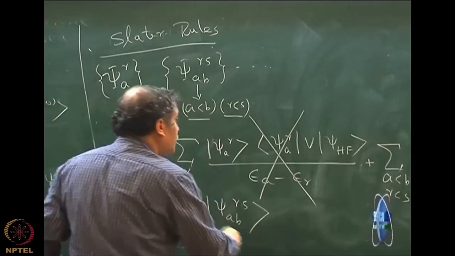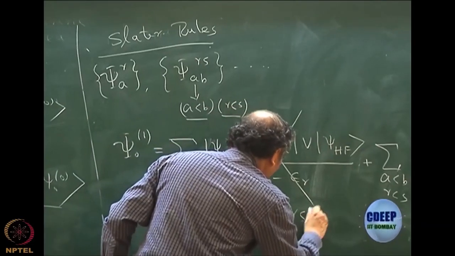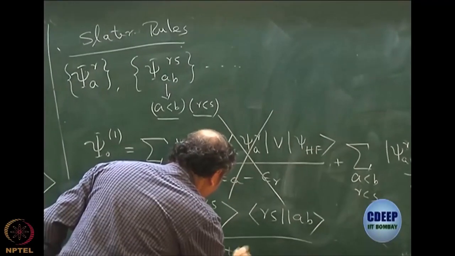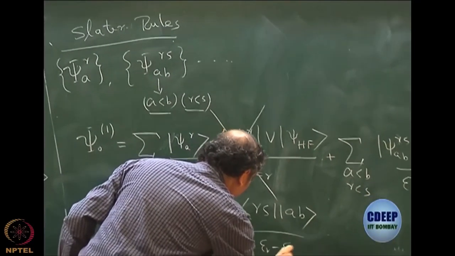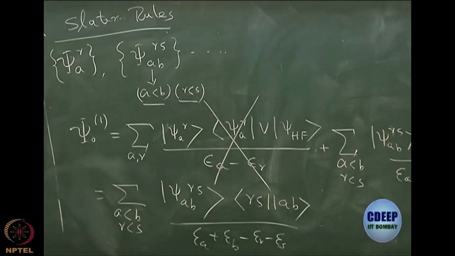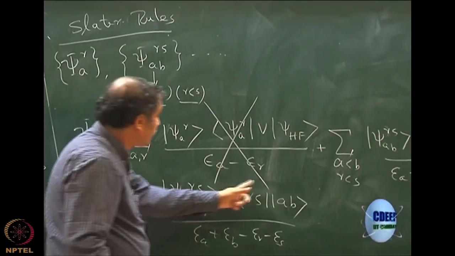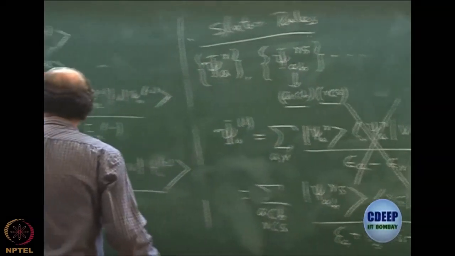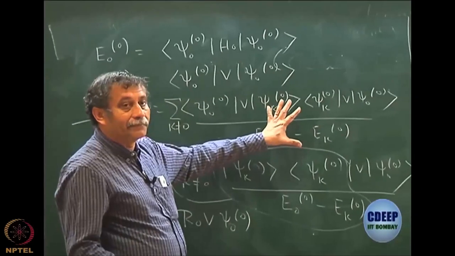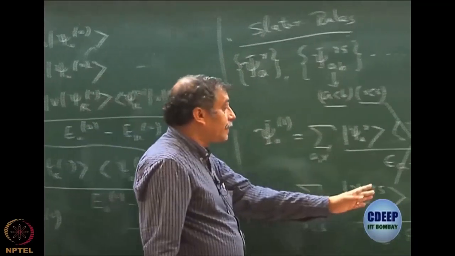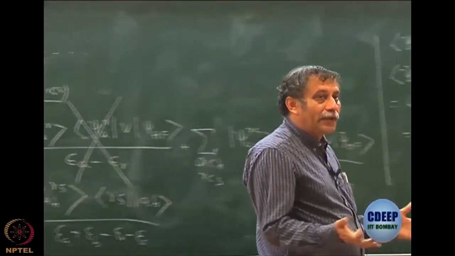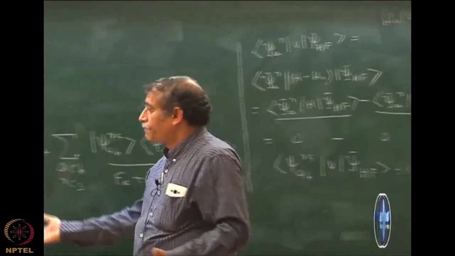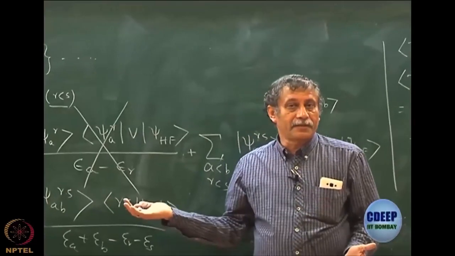And the coefficient of each of these determinants is ⟨rs||ab⟩ divided by ε_a + ε_b − ε_r − ε_s. Remember, these coefficients can be positive or negative. I had only remarked that when you go back, E0 2 will always be negative. But ψ0 1 is just a function. Okay, so there is nothing called positive or negative; these numbers can be either positive or negative. So, it is just a linear combination of ψ_ab^rs.